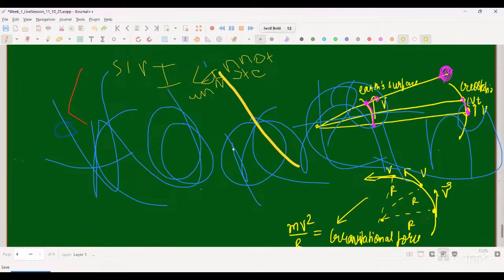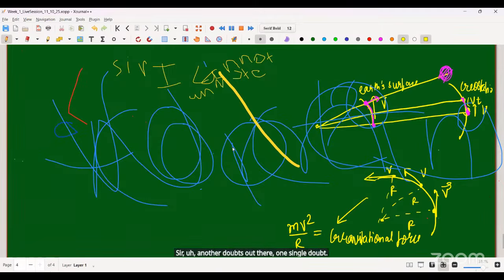Sir, and another doubt, sir. One single doubt. Yes. Why are rockets launched straight up instead of at an angle, sir? What is the basic difference between a rocket and a plane?